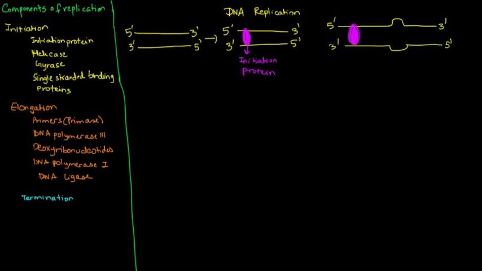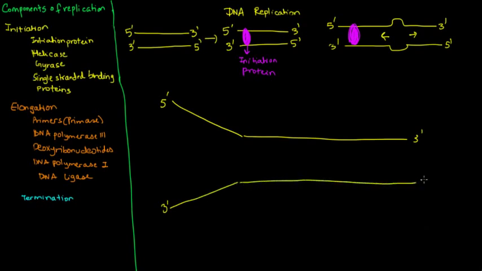Another important thing to note about prokaryotic replication is that it's bidirectional. It proceeds in this direction and in this direction. What I'm going to do is show what happens in this direction. Something like this. But keep in mind that the events happening in the right direction are the exact same events happening in this direction. The same enzymes are involved.